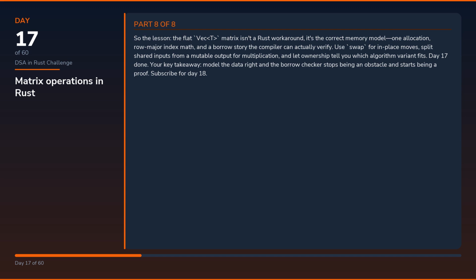So the lesson: the flat Vec matrix isn't a Rust workaround. It's the correct memory model. One allocation, row-major index math, and a borrow story the compiler can actually verify. Use swap for in-place moves, split shared inputs from a mutable output for multiplication, and let ownership tell you which algorithm variant fits. Day 17 done. Your key takeaway: model the data right and the borrow checker stops being an obstacle and starts being a proof.